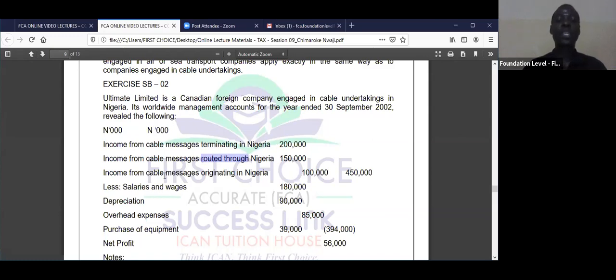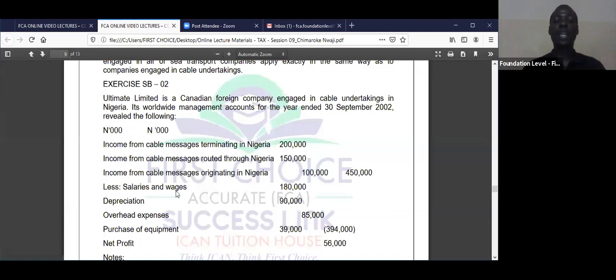Now this one, income from cable messages, the operating word is originating in Nigeria. It's a Nigerian income. So you look at terminating is not, routed is not, originating is. So when you add 200 plus 150 plus 100, you have 450. So your worldwide income is 450,000. Your Nigerian income is 100,000.